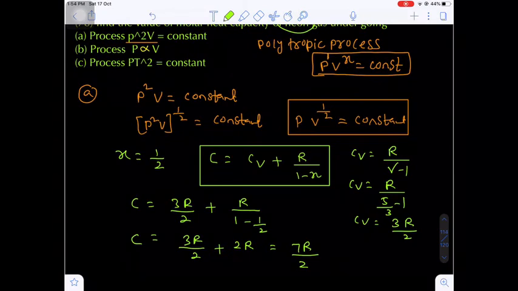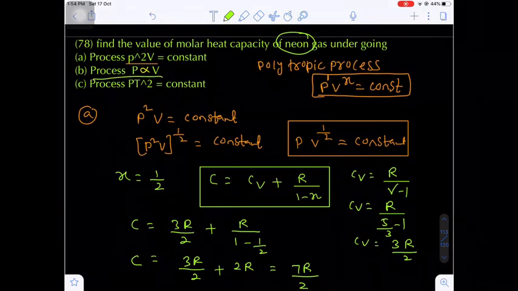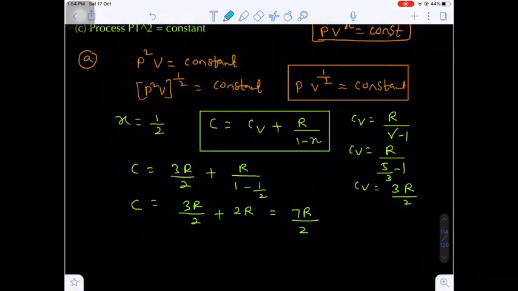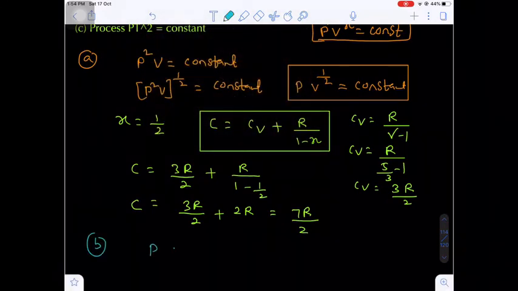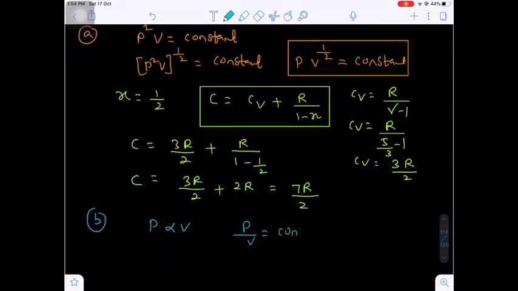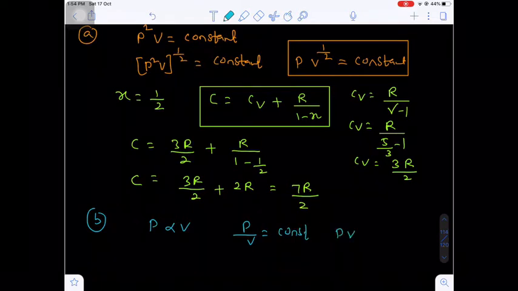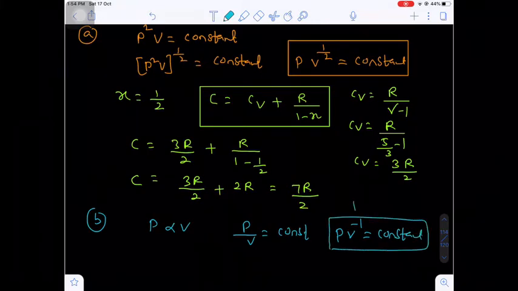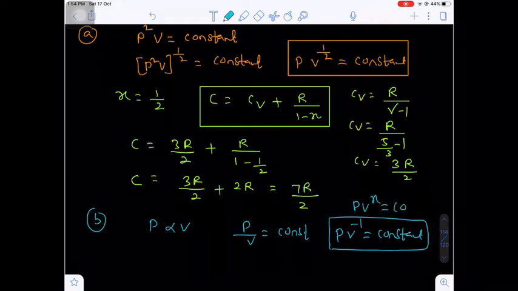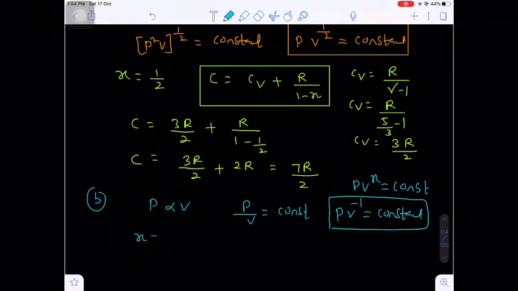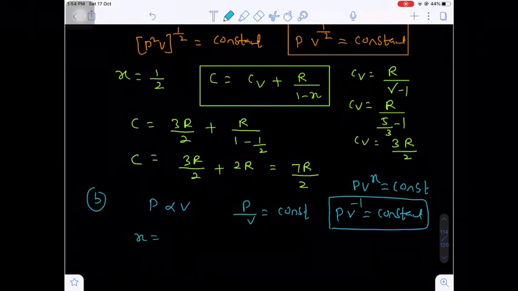Now come to the second question. What is question number 2? Pressure directly proportional to volume. In question number 2, pressure is directly proportional to volume. Shall I write P by V equals constant? Yes. And also shall I write P into V to the power minus 1 equals constant? Yes. What is the general expression for a polytropic process? That will be P into V to the power x equals constant. If you compare the exponents, what will be the exponent value? The x value will be equal to minus 1.